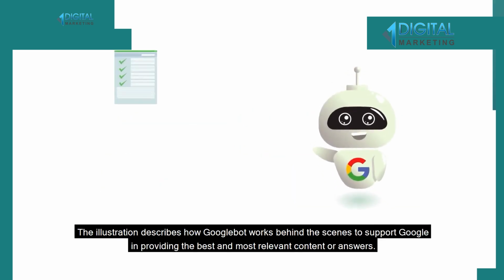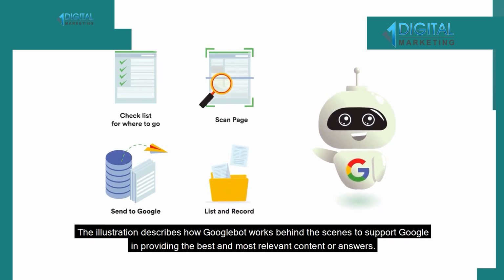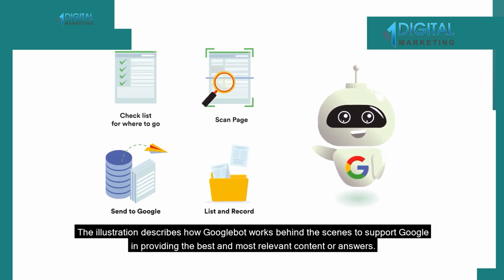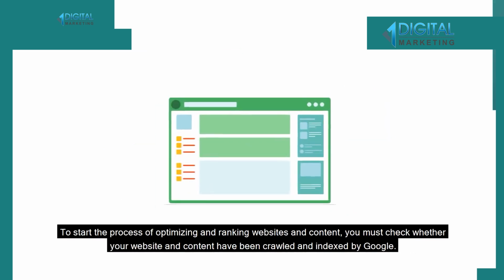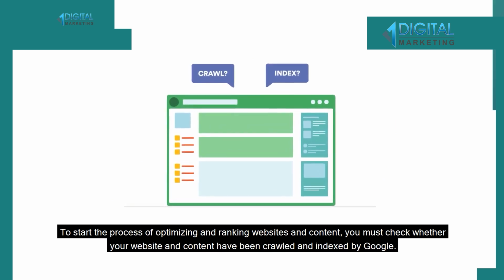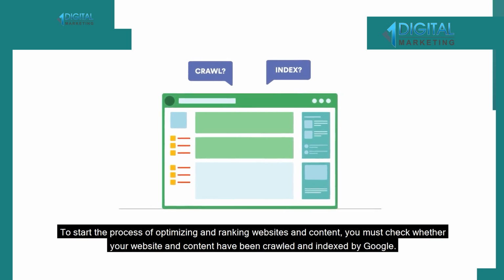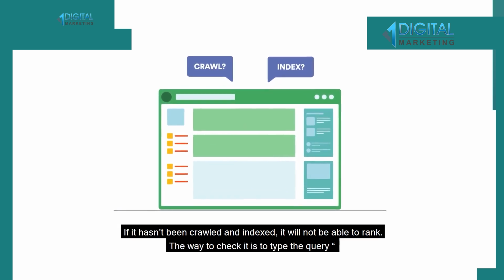The illustration describes how Googlebot works behind the scenes to support Google in providing the best and most relevant content or answers. This process runs rapidly. Crawling, indexing, and ranking occurs every second. To start the process of optimizing and ranking websites and content, you must check whether your website and content have been crawled and indexed by Google. If it hasn't been crawled and indexed, it will not be able to rank.